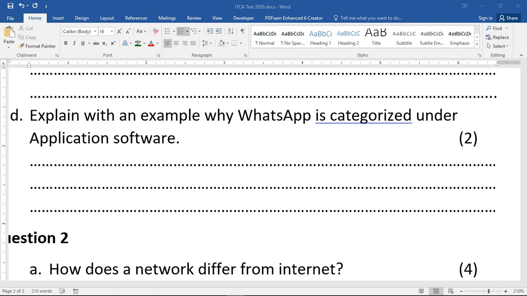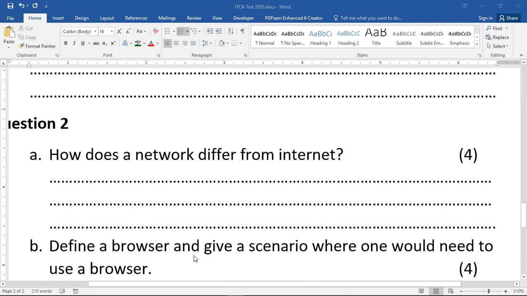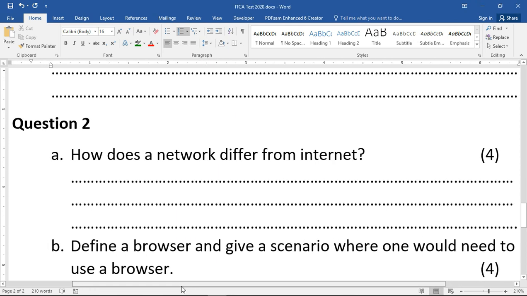And then for an example, you say it solves communication problems. It solves promotional problems by creating a group and then sharing the products that you are selling, or by sharing the products that you are selling through the statuses. So that's how this question was supposed to be answered.